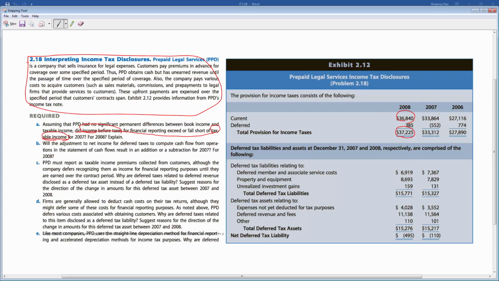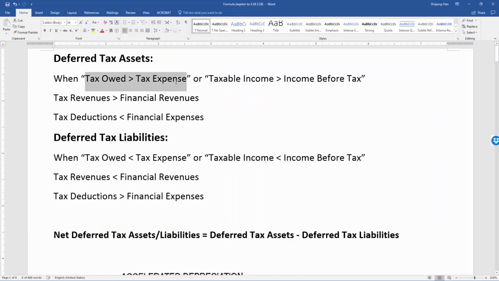For 2007, actually, the result is actually opposite, because here the tax owed is greater than the tax expense. So when tax owed is greater than the tax expense, we can conclude taxable income is greater than the income before tax.